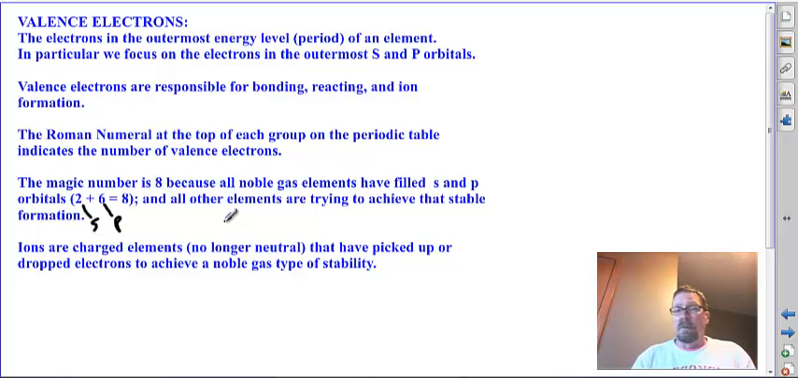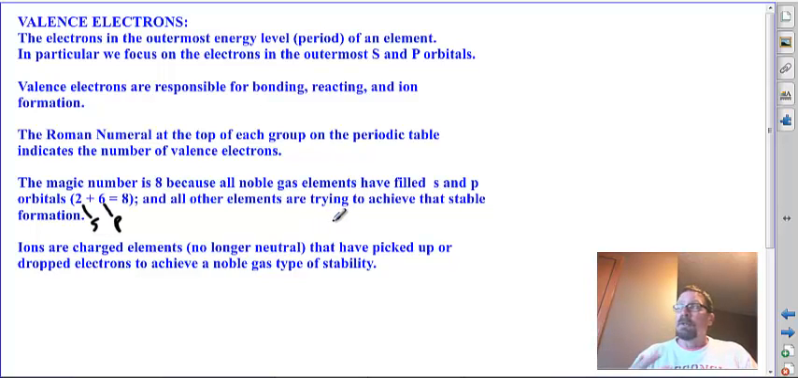And that's why the noble gases don't react. They have 2 s's and 6 p's, 8 electrons. They're in the very farthest column, number 18, and they are unreactive. They don't drop electrons, pick up electrons, share electrons, or do any type of bonding or reacting.